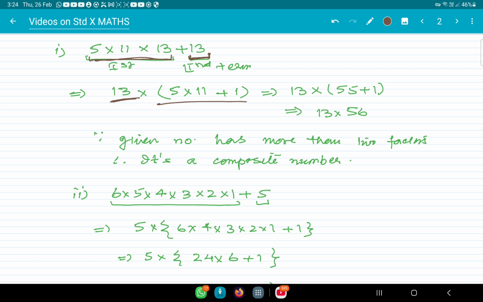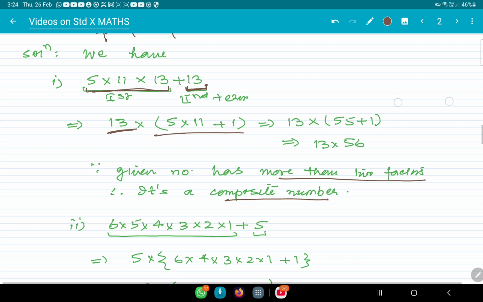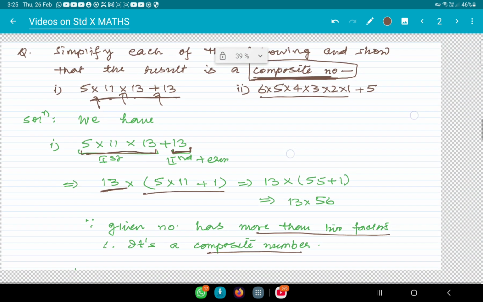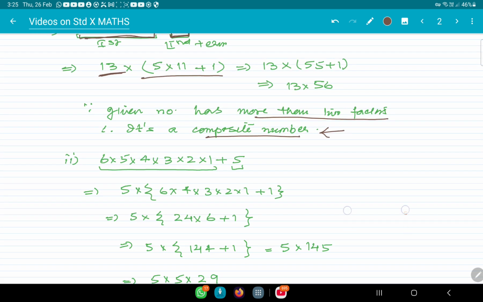Okay, so 13 into 56, this given number has more than two factors. Since it has more than two factors, it is a composite number. What your question demands is that your final answer comes in the form of a composite number. So yes, your final answer is a composite number.